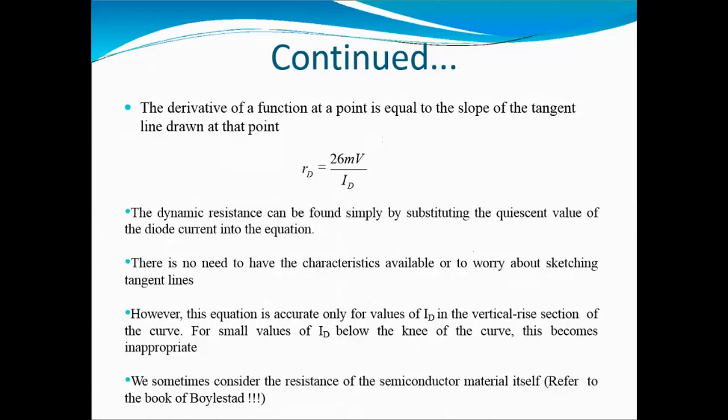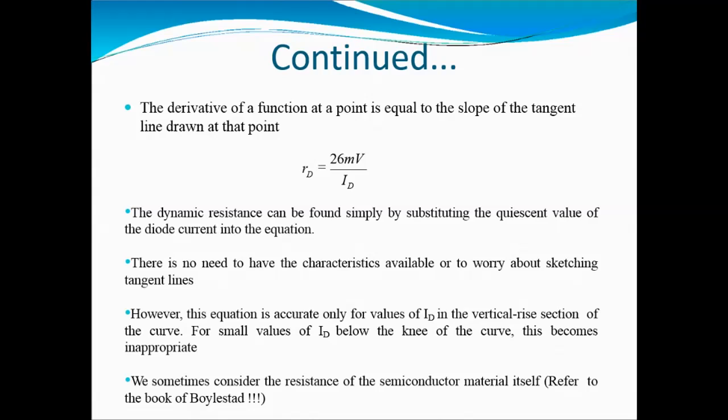The derivative of a function at a point is equal to the slope of the tangent line drawn at that point. So rd is equal to 26 millivolts by ID. 26 millivolts is for room temperature. So the dynamic resistance can be found simply by substituting the quiescent value of the diode current into the equation. There is no need to have the characteristics available or to worry about sketching the tangent lines.